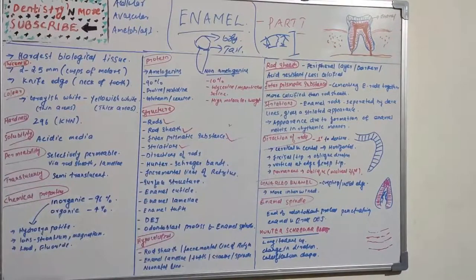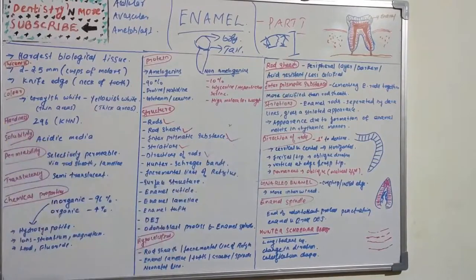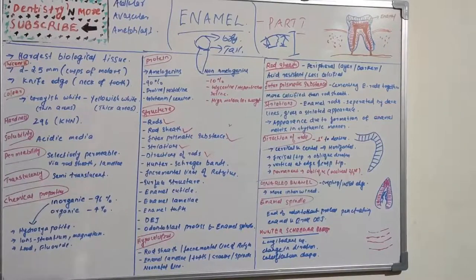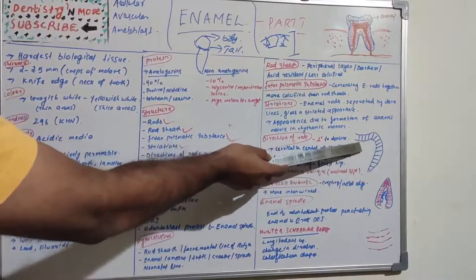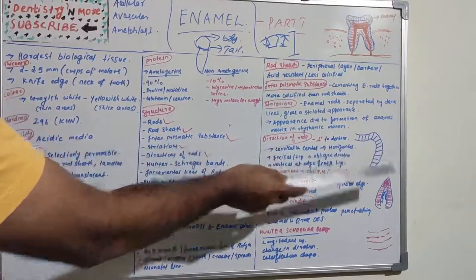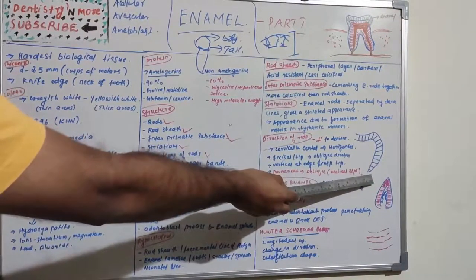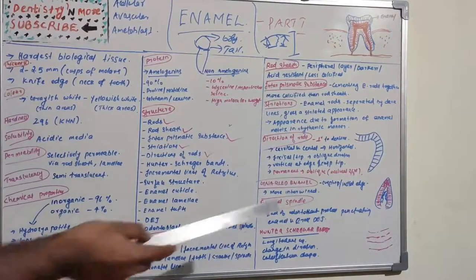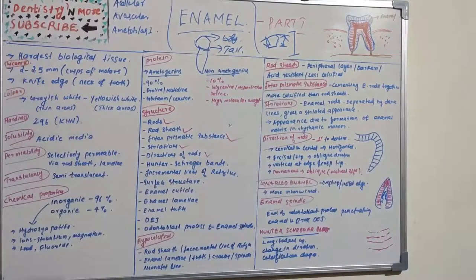Okay. And what are the directions of these rods? The directions of rods are different in different regions. So the next thing is direction of rods. These rods are oriented at right angles to the dentinal surface. The inner blue line is the dentinal surface. So always it starts at right angle to the dentinal surface in the cervical and central portion of the crown of deciduous teeth. They are approximately horizontal. So at the cervical portion and central portion, it is almost horizontal direction.